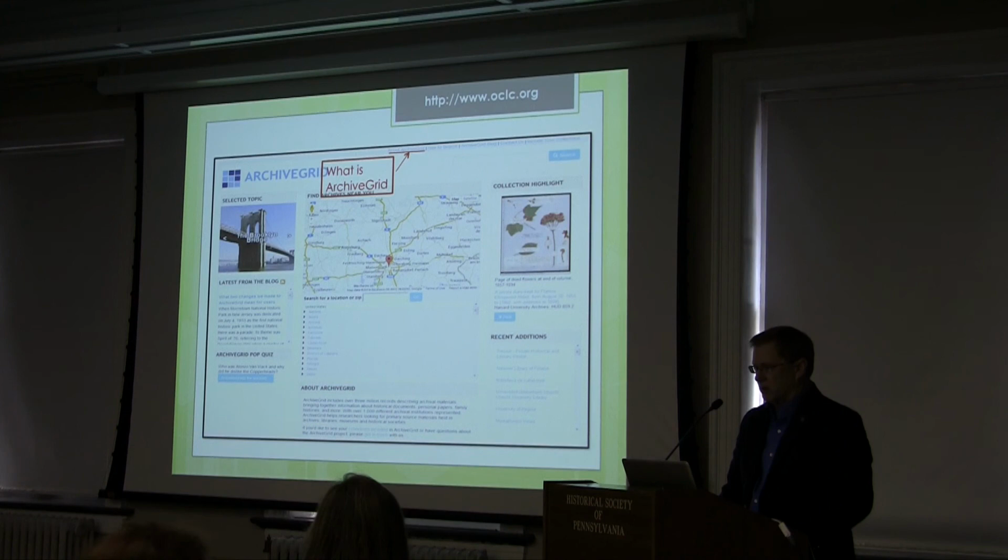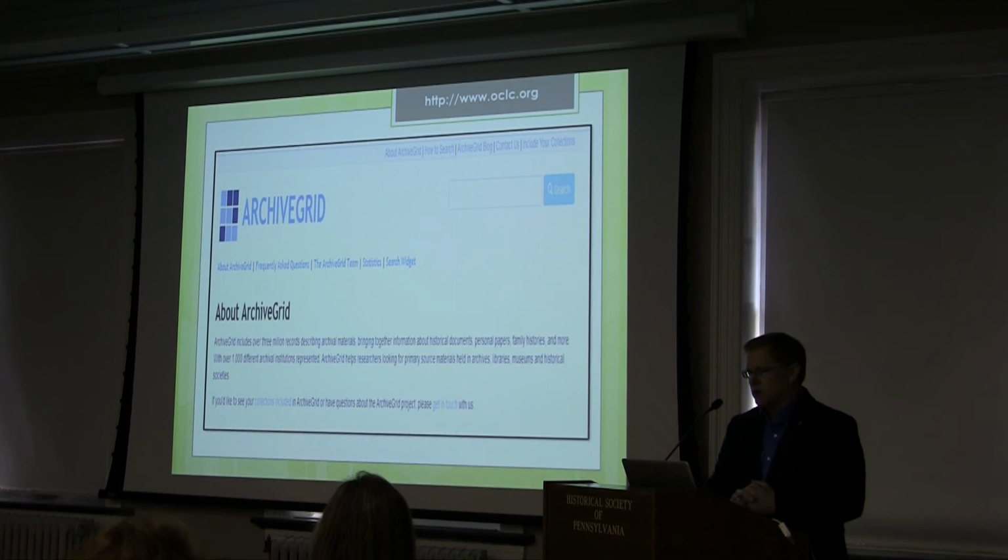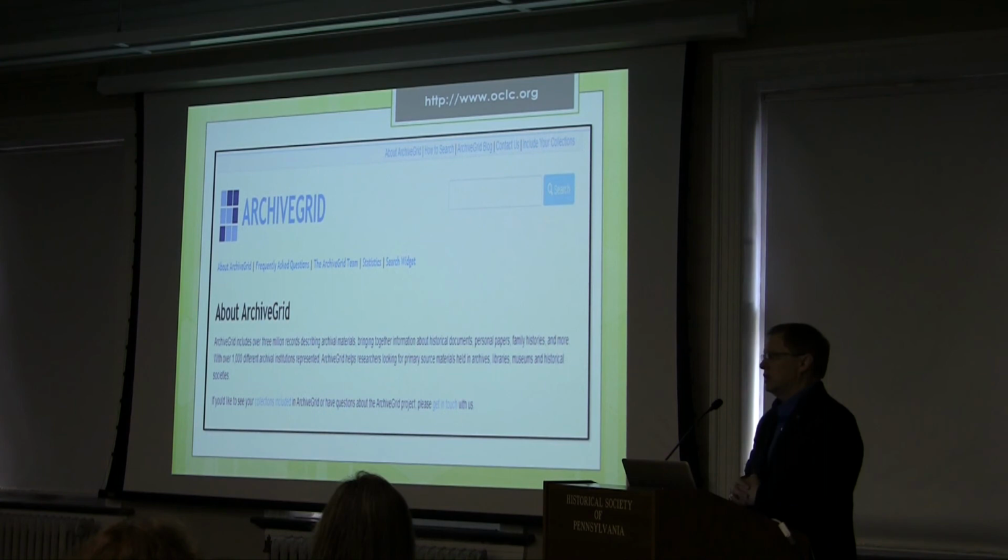So what is Archive Grid? You can get more information about them. They do keep a blog. Archive Grid includes over 3 million records describing archival materials and brings all of that historical documentation to you. So it is another access point for you to try and gather that data.